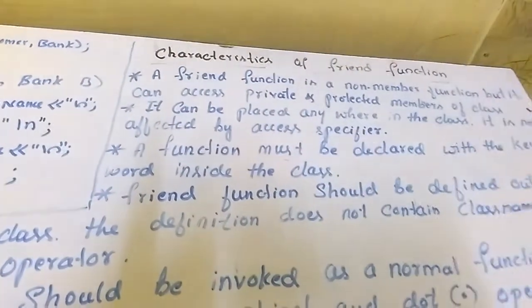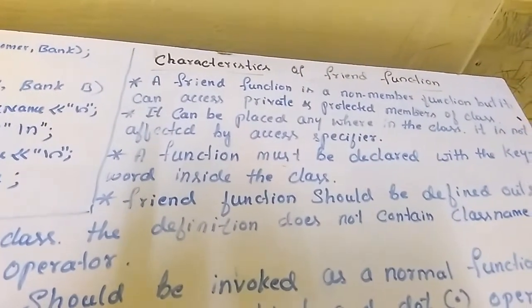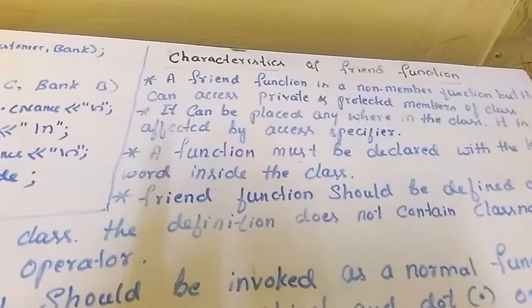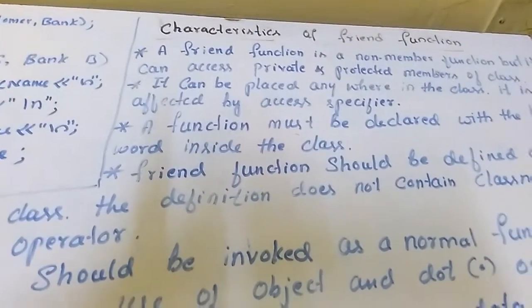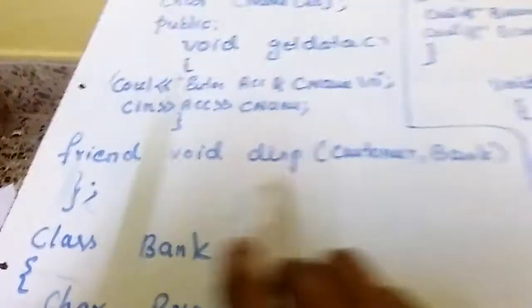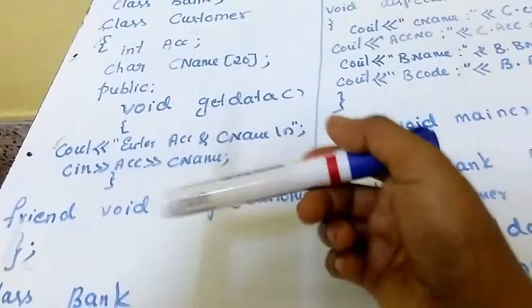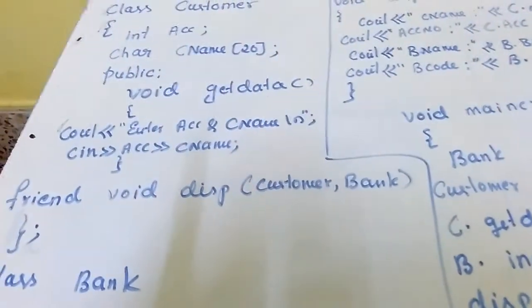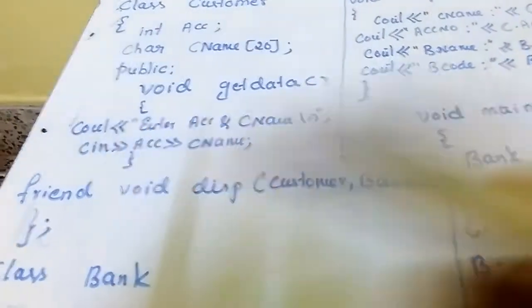First point is, a friend function is a non-member function. It's not a member function, but it can access both private and protected members of a class. Understood? Then it can be placed anywhere in the class. It is not affected by access specifier. It means we can declare a friend function either in private section or public section or protected section, anywhere inside the class. Only thing is it has to become friend to that class. How? By declaring that function inside the class with a keyword friend.